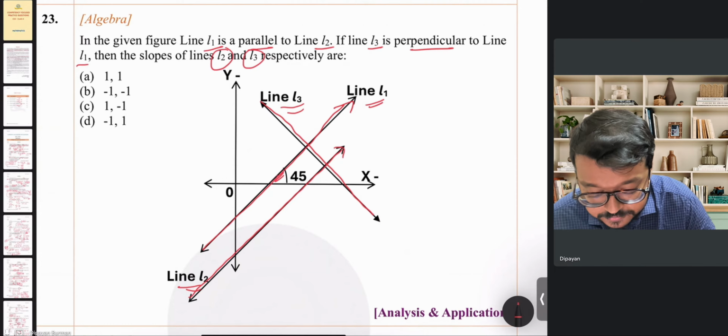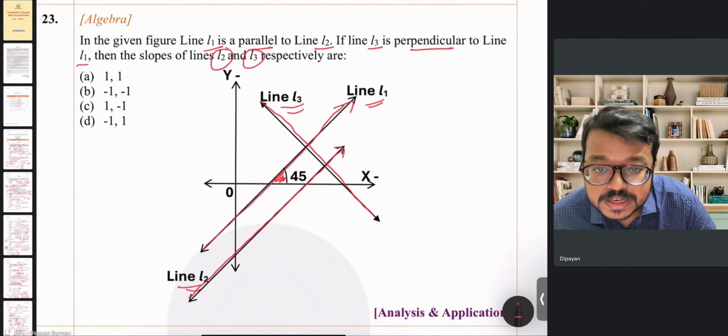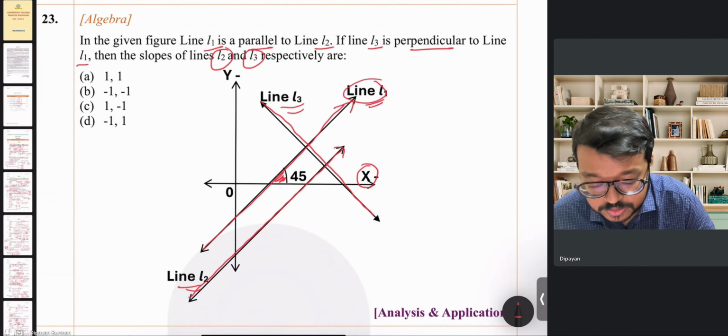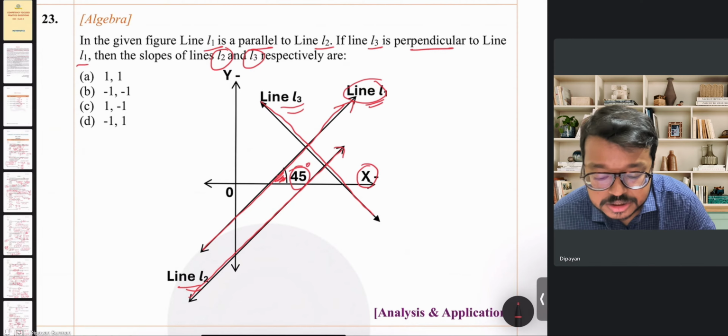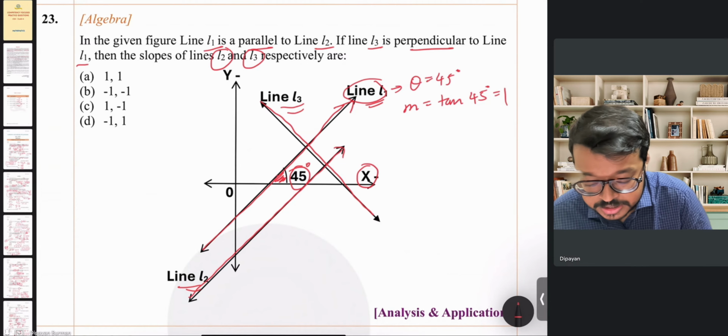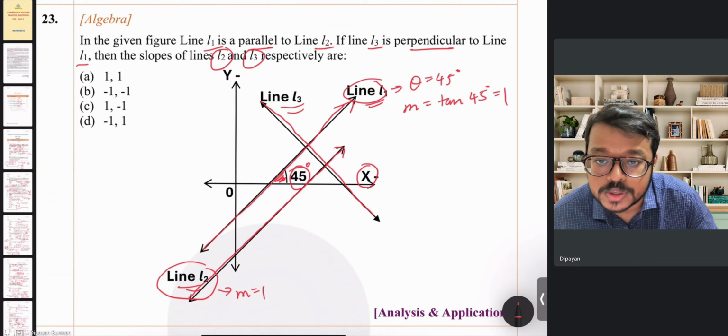Now there is a 45-degree angle for L1, and this 45 degree is the angle between line L1 and the positive direction of the x-axis. So this 45 degree is my inclination. So if L1 has inclination theta equal to 45 degree, then the slope is tan theta. So tan 45 degree, which is 1. Now L1 is parallel to L2. So L2 will also have the same slope, which will be m equal to 1.